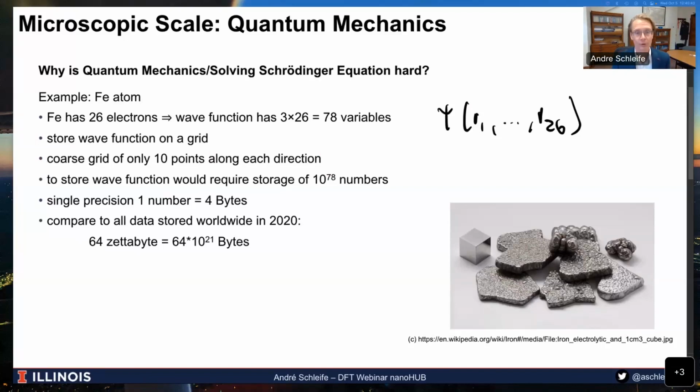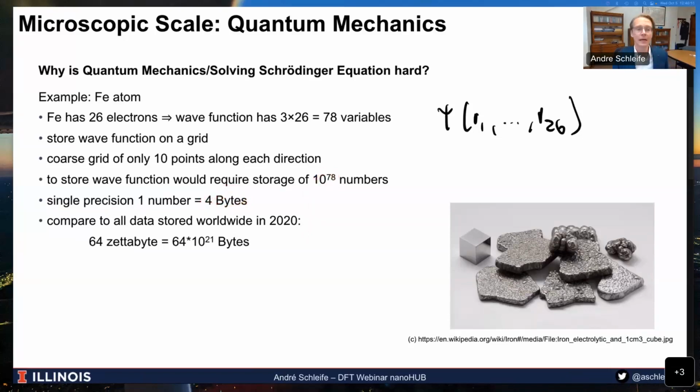The problem comes now. This leads to a total of 10 to the 78 numbers that you would have to store for the wave function of one iron atom. That's a large number. And just to illustrate how large it is, I compare it to numbers that you're familiar with. So let's say you take a single precision on a computer to store your numbers. Each of those 10 to the 78 numbers, that means 4 bytes per number. So in other words, you need 4 times 10 to the 78 bytes.